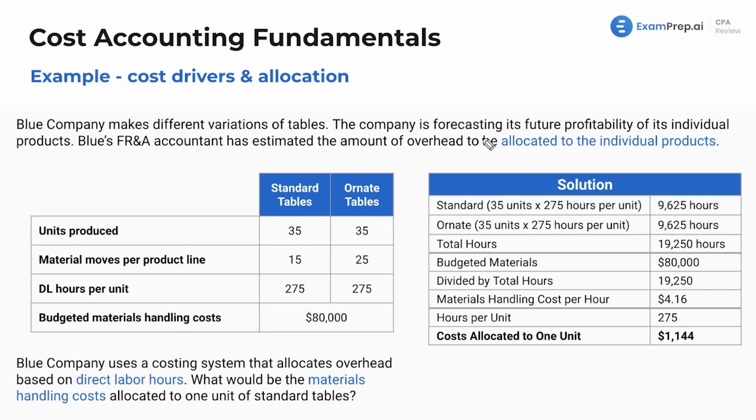The company is forecasting its future profitability of its individual products. Blue's FR&A, financial reporting and analysis accountant, talk about that a lot in FAR, has estimated the amount of overhead to be allocated to individual products. So here is what's given to us. Here's the question, and here's the solution. All right, so we're given this, but let's read the question first. We use a costing system that allocates overhead based on direct labor hours. What would be the materials handling costs allocated to one unit of standard tables?